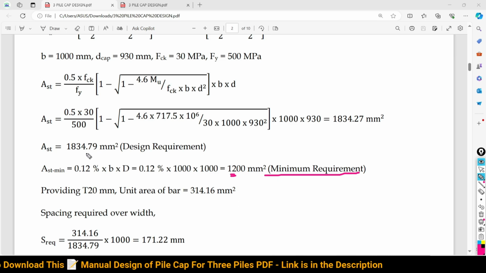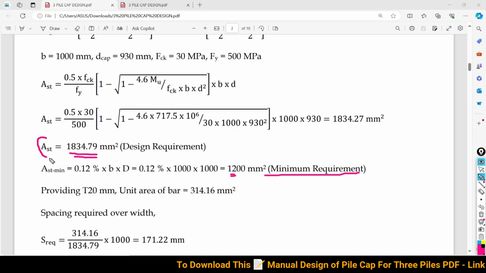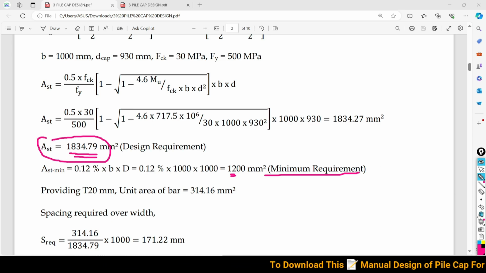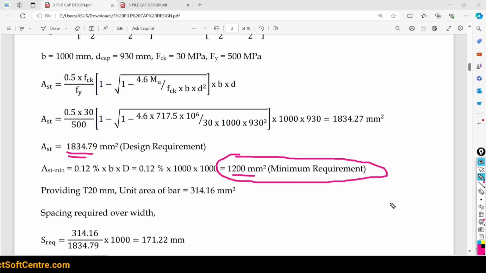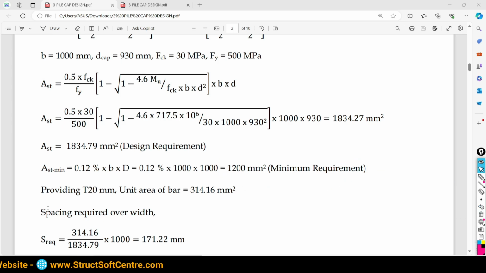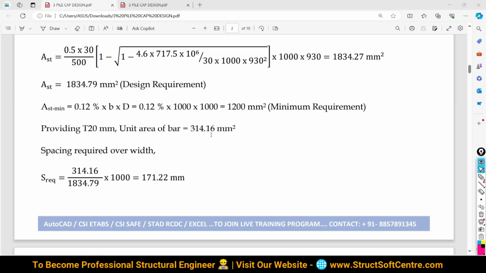So design requirement is 1834.79 and minimum requirement is 1200. Obviously we will provide the design requirement because the design requirement is more. In any situation, if you are getting a design requirement less than the minimum requirement, in that situation we will follow the minimum requirement. Here we are going to consider 20 mm diameter bar. So the unit area of a 20 mm diameter bar is 314.16.